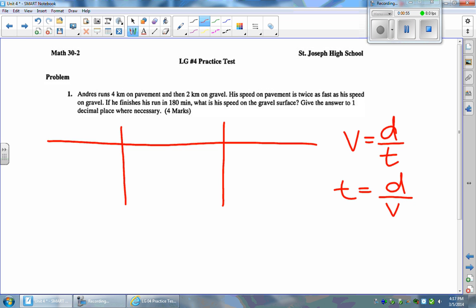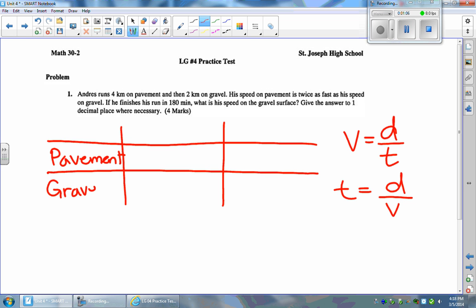So we're going to put here pavement, and gravel, and up here we're going to have time, distance, and speed.